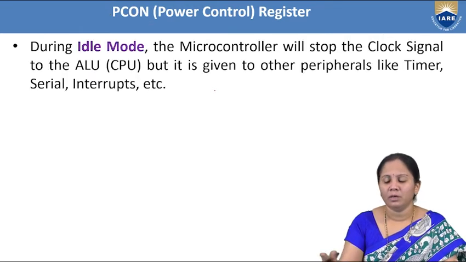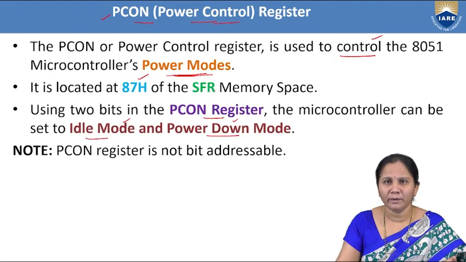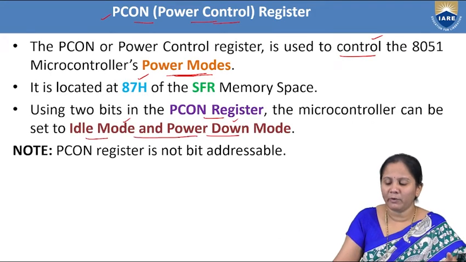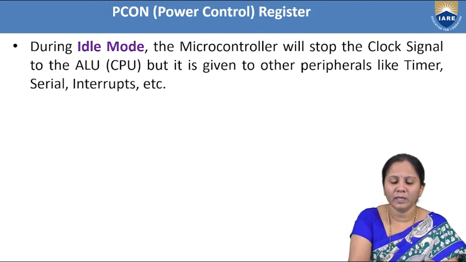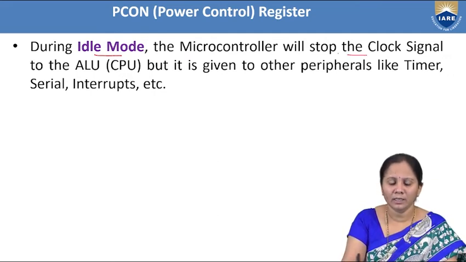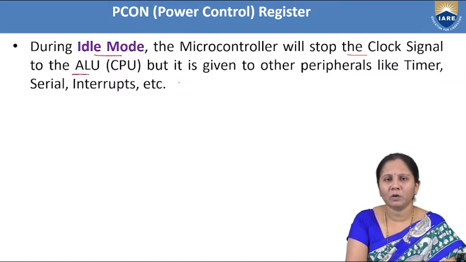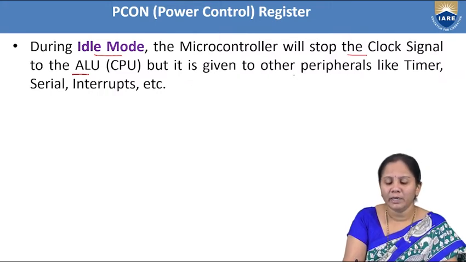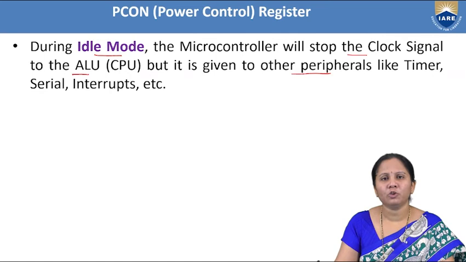Now, there are two power control modes: idle mode and power down mode. In idle mode, the microcontroller will stop providing the clock signal to the ALU, but the clock is still given to other peripherals like timers, serial ports, and interrupts.